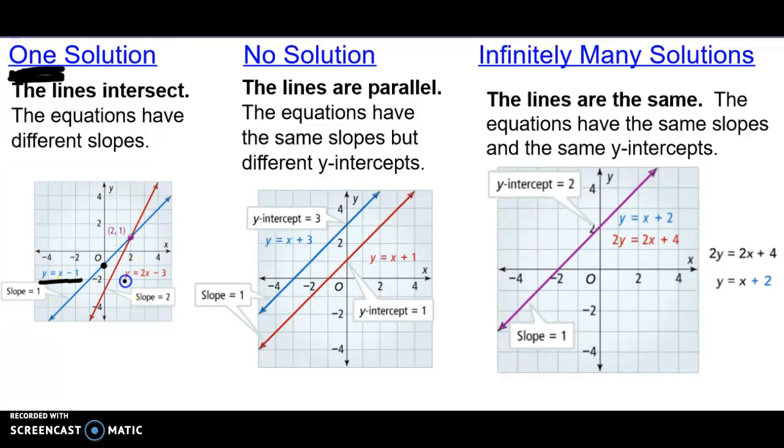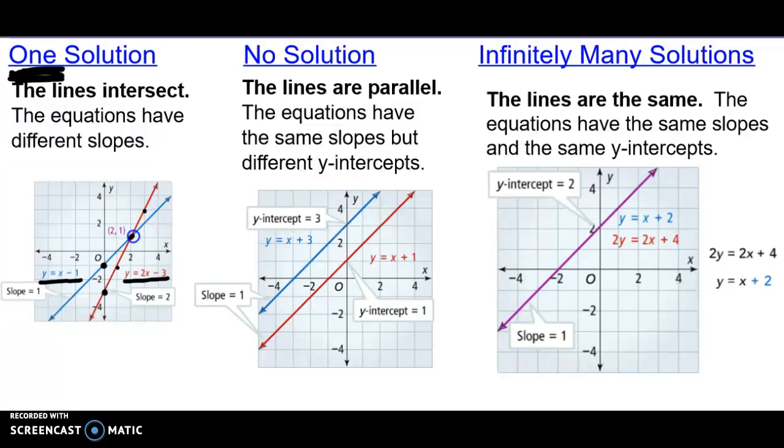My red line is y equals 2x minus 3. So my slope is 2 and my y-intercept is negative 3. So my line, I can start my graph here at negative 3. That's where it crosses the y-axis, my y-intercept. And from here, I'm going to go up 2 over 1, up 2 over 1, up 2 over 1. So I can see when I graph these lines that they intersect or cross in one point.